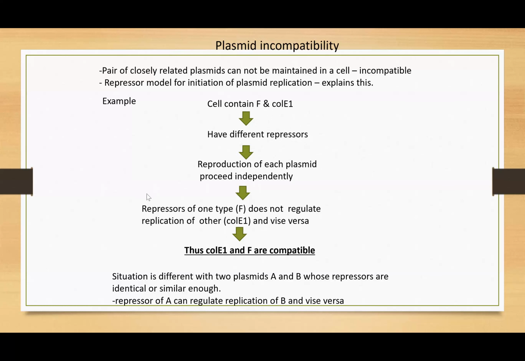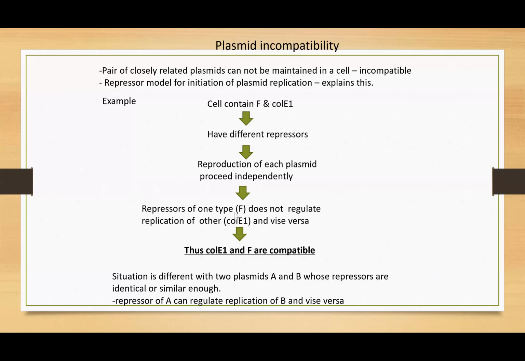So it means the repressor of, say, F plasmid does not regulate the replication of col-E1 and vice versa. It means these repressors are independent and they are not interfering with the replication of the other plasmid. And therefore, these two types of plasmid can maintain themselves independently.